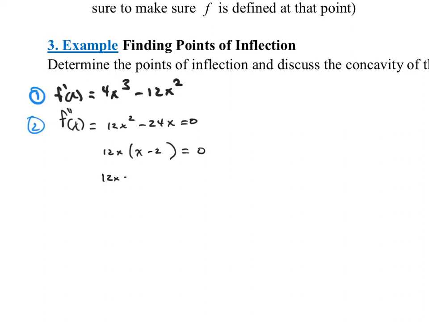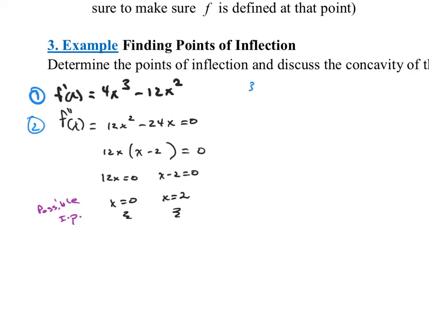I set each of those factors equal to 0. 12x equals 0 gives me x equals 0, dividing both sides by 12. X minus 2 equals 0, add 2 to both sides, and I get x equals 2. So these right here are called possible IPs. I told you on a previous page that we cannot call these critical numbers, we cannot call these critical values, because these are where the second derivative is equal to 0. Critical numbers and critical values are only where the first derivative equals 0. So these are not critical numbers, but we treat them just the same.